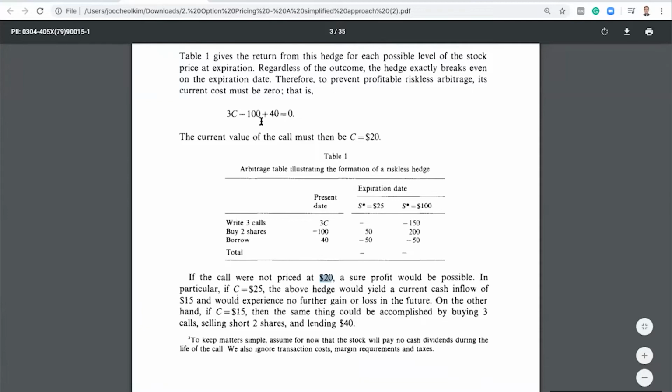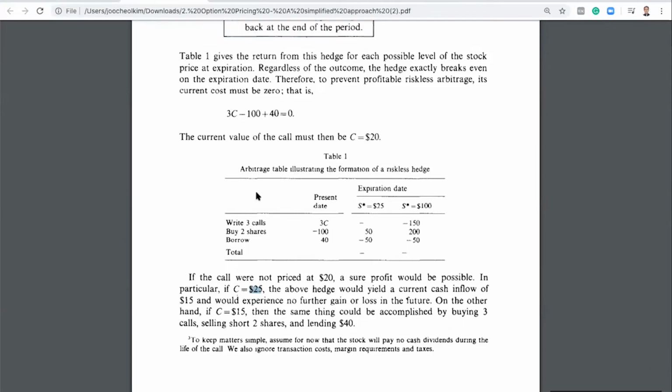When you plug in $20 here, the first one is going to be 0. But if you plug in 25 here, then it's 75, minus 100, plus 40, and that gives you $15 in your pocket. So at the present time, you will get $15 in your pocket, and at the end of the period, you don't have to pay anything.